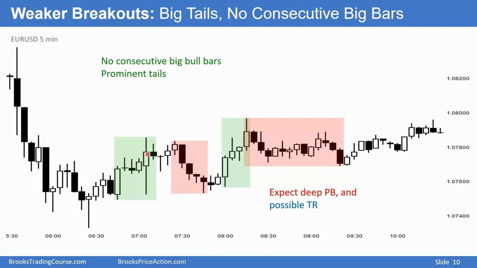Weak bull breakout. We have a bear channel, bull breakout. You have to assume pullbacks will be deep and last a lot of bars. Weak bull breakout. You have to assume the pullbacks will be deep or last a lot of bars. So possible trading range.